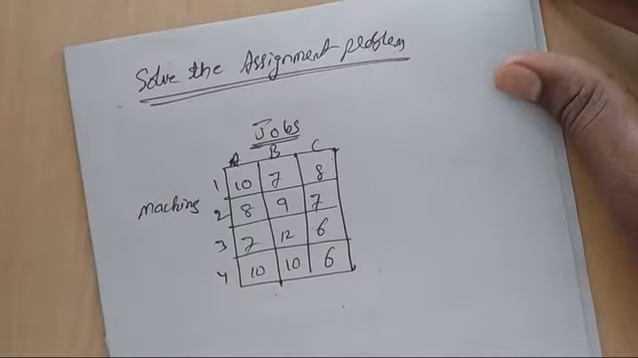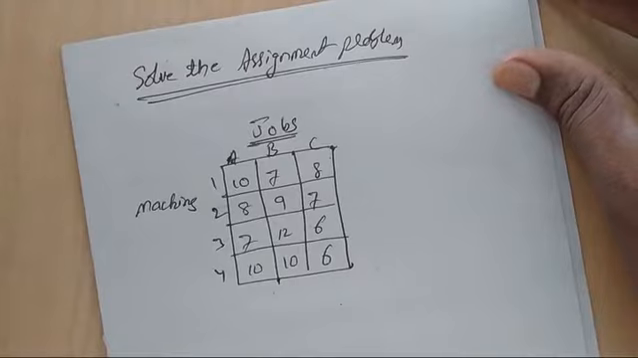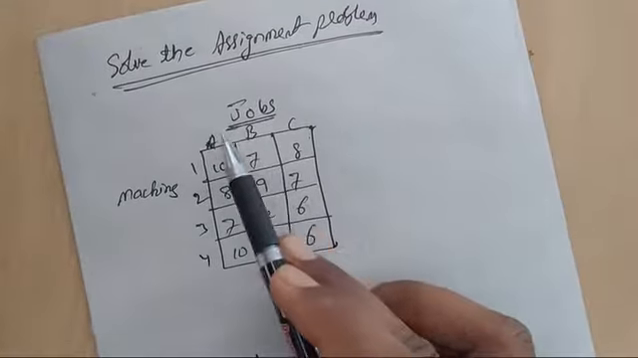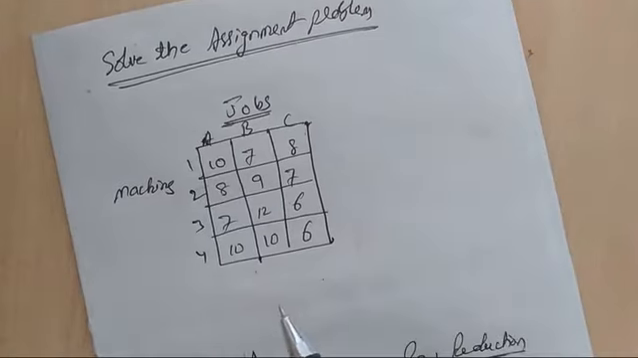Hi students, now we have to discuss the assignment problem. So, this is the assignment problem. There are jobs and machines. Now we have to identify whether this given problem is a square matrix or a non-square matrix.